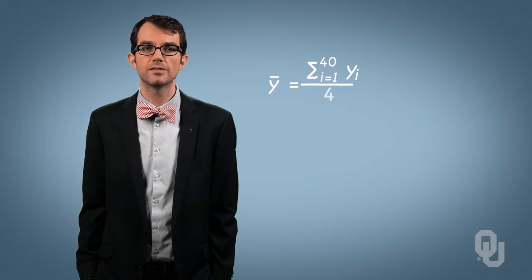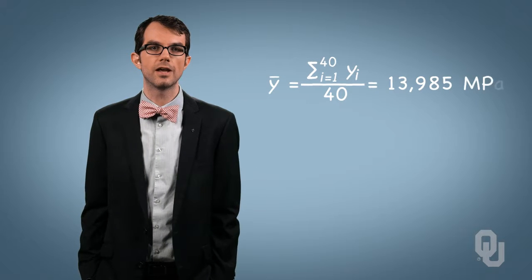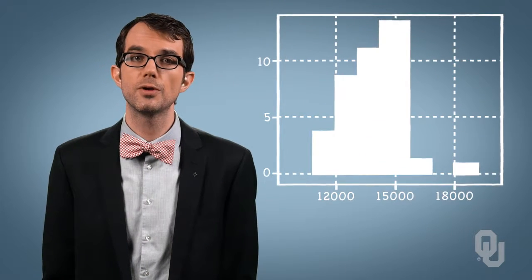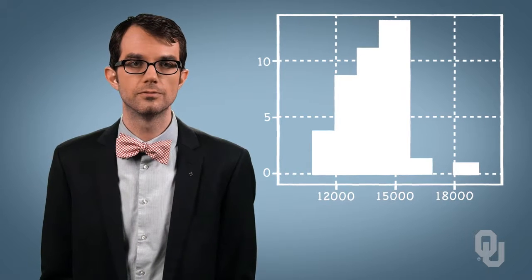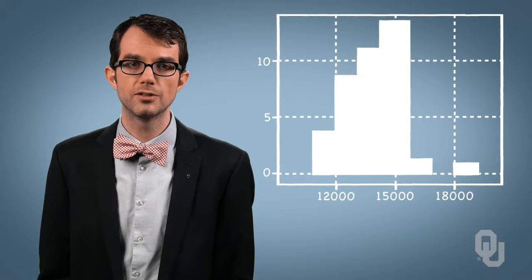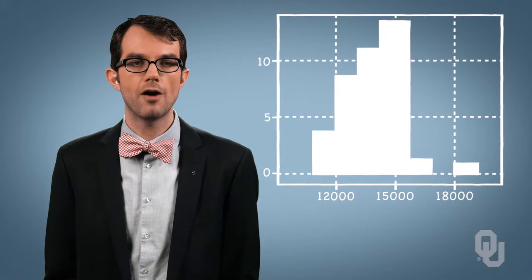Our point estimate for the mean modulus of elasticity would be the sample mean of our n equals 40 observations, 13,985 megapascals. But we understand that point estimates don't tell the full story. They boil the entire distribution of sample data, as seen in the histogram, down to a single value. We would prefer to estimate the population mean modulus of elasticity for eastern white pine lumber with a confidence interval.